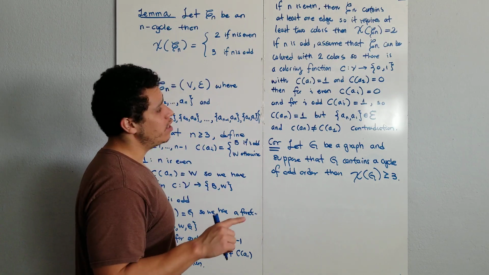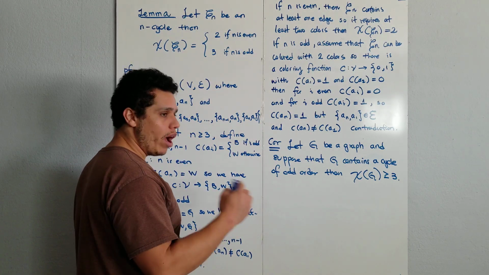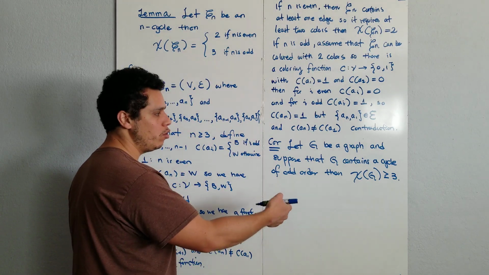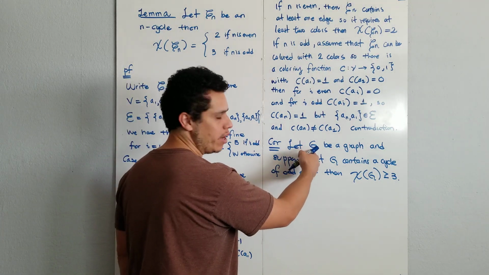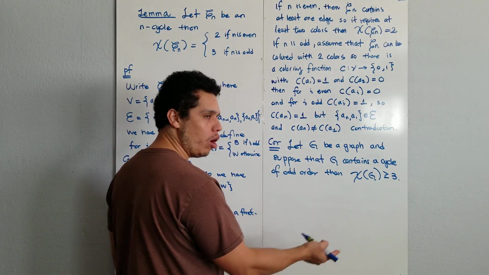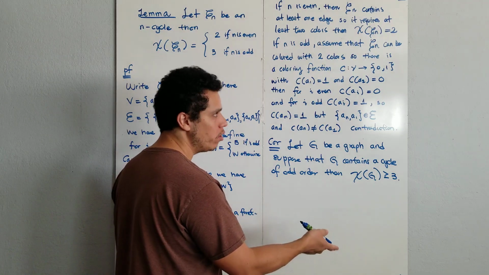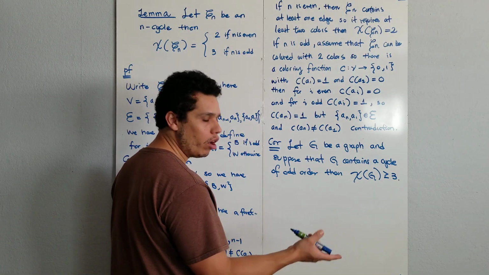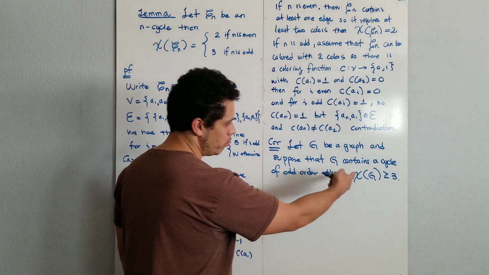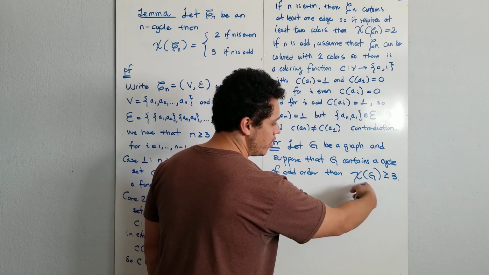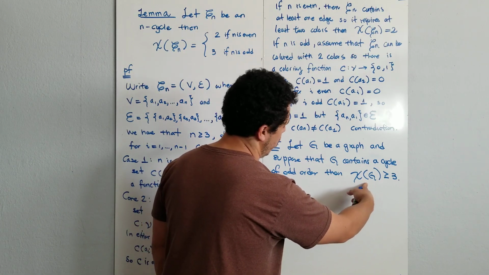And the proof of this is very simple. Why? Well, suppose that you want to color G, but it has a cycle. To color a cycle of odd order, you need 3 colors. There we go. So the chromatic number of this must be greater or equal than 3.